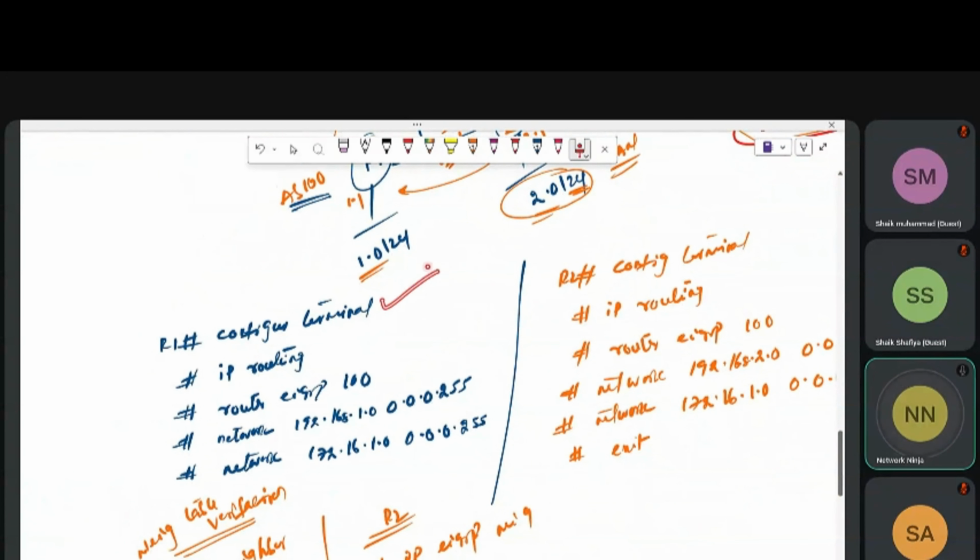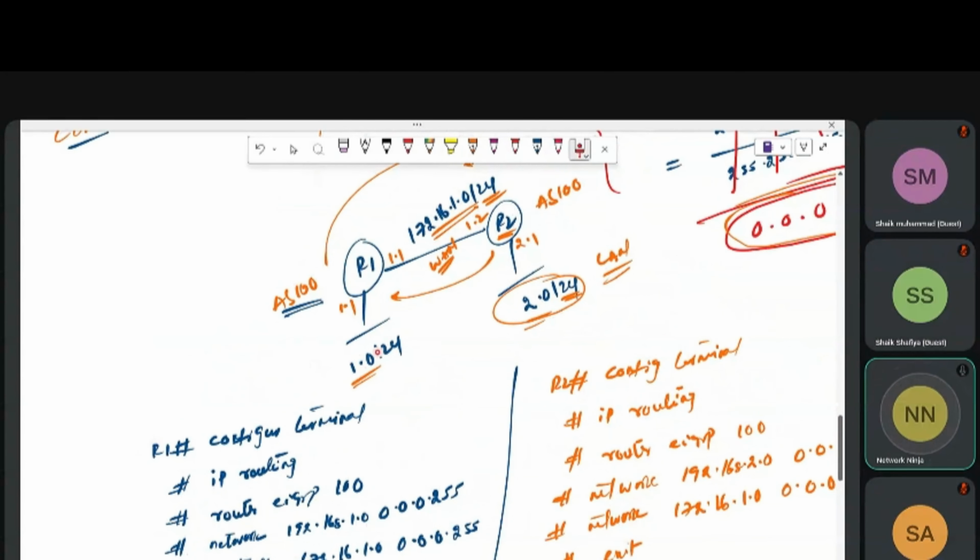So we configured the same thing with the help of the syntax. We enter the configuration mode, then enable the routing process, followed by the syntax: router EIGRP, AS number, network, network ID, and the wildcard mask. If you have multiple networks, you need to repeat this command multiple times. In our scenario, we have two networks: 1.0 for the LAN, and for the WAN we have 172.16.1.0. Even in router 2, we have the 2.0 network and the WAN network.